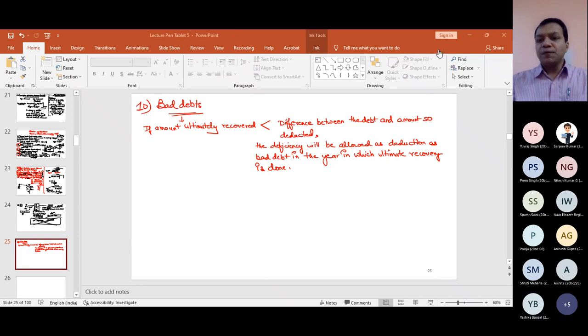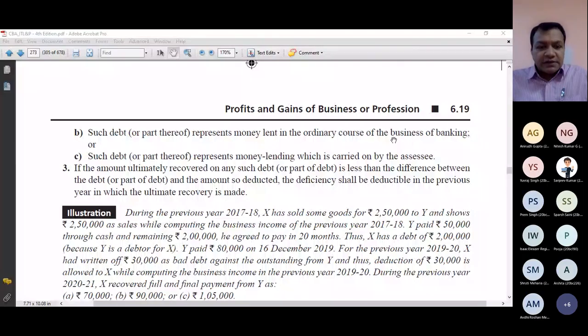Please take this screenshot of this page. Let me show that page. Now this illustration, please take the screenshot of this illustration. And when you have taken the illustration, then please raise your hands. Or if you have this numerical video, please raise your hands. We will discuss this numerical, and with this numerical we will understand the concept of bad debts.